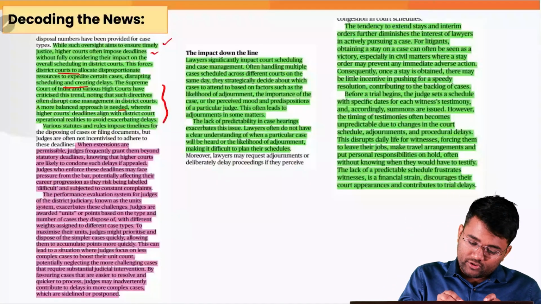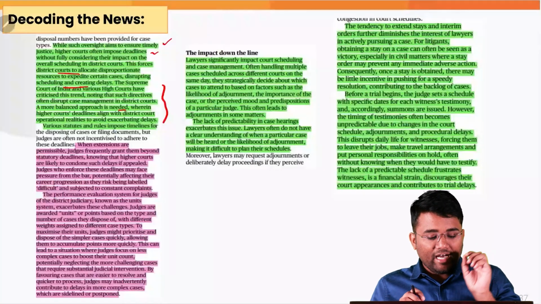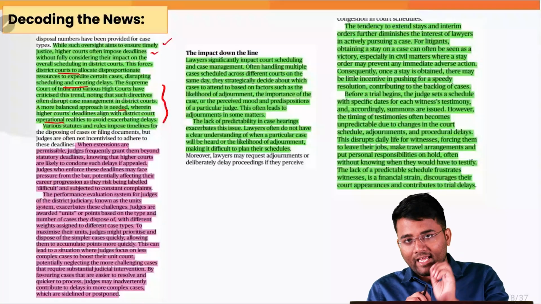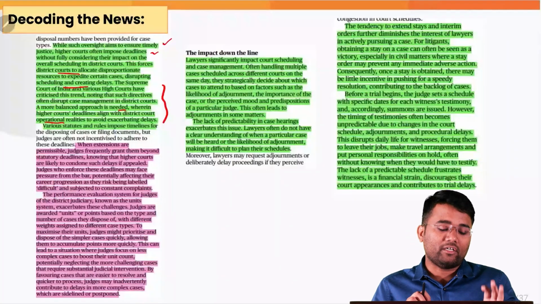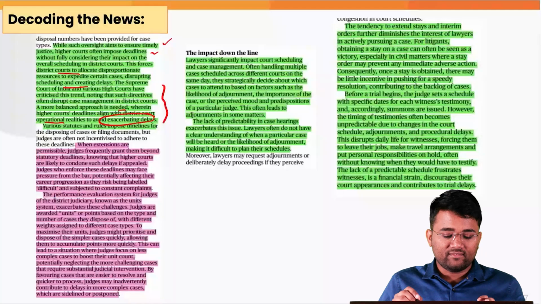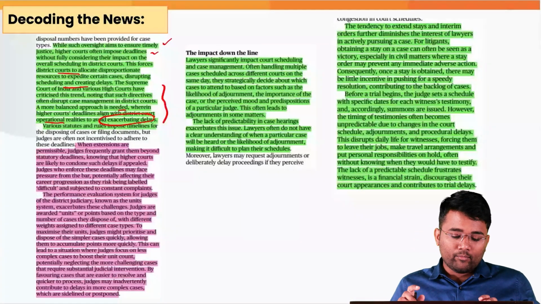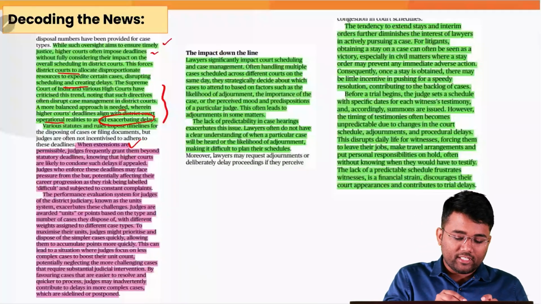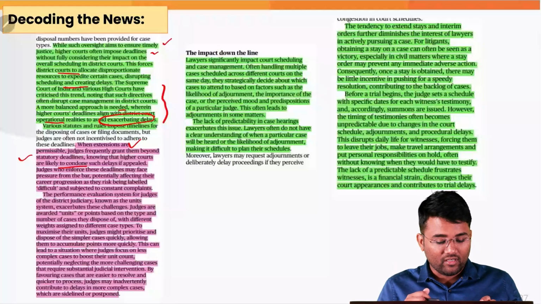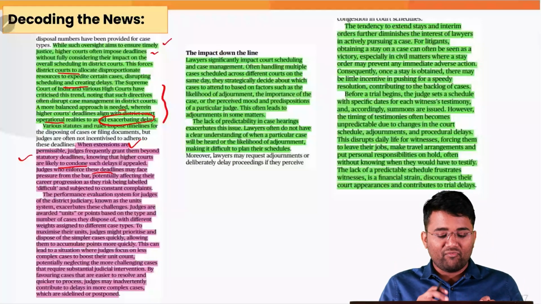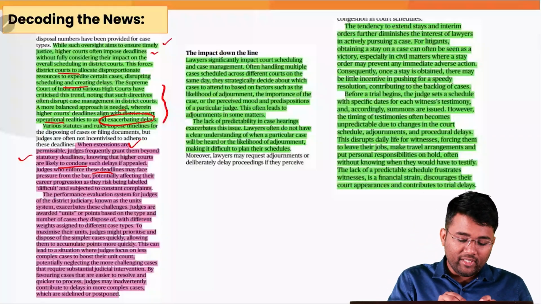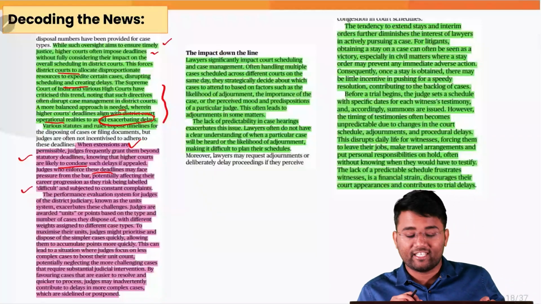A more balanced approach is needed, wherein the higher court's deadlines align with the district court's operational realities to avoid further impact on their resources as well as creating delays. For example, when extensions are permissible, judges frequently grant them beyond statutory deadlines, knowing that higher courts are likely to condone such delays if appealed. Judges who enforce these deadlines may face pressure from the bar, potentially affecting their career progression as they risk being labeled difficult and subjected to constant complaints.